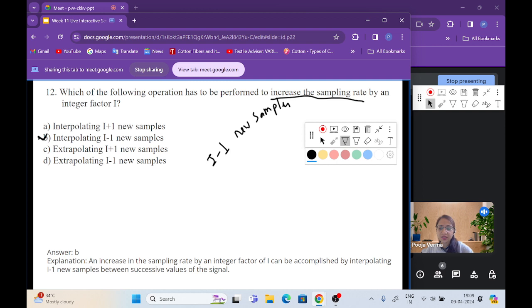The explanation is given as: an increase in the sampling rate by an integer factor of I can be accomplished by interpolating I minus 1 new samples between successive values of the signal. Okay? So moving to the next question.